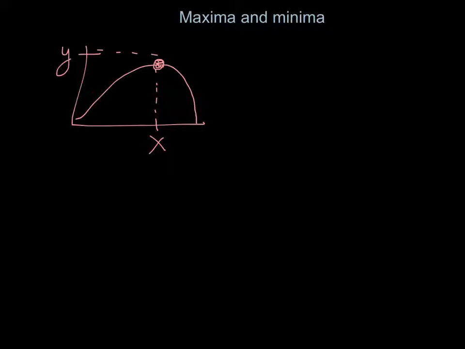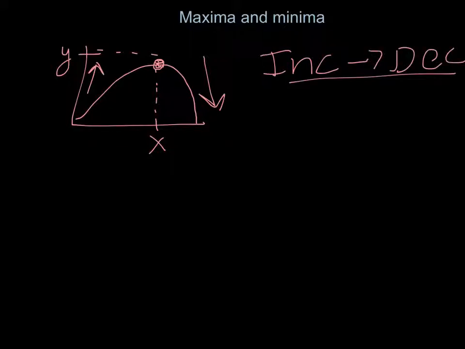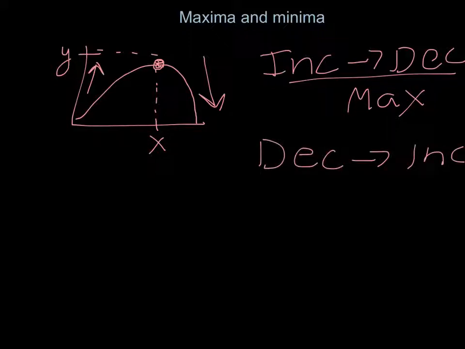So you can tell this is a local maximum because the function is increasing, and then it gets to a point where it levels off, and then it begins decreasing. So increasing to decreasing is a max. And now if you go decreasing to increasing, it's a minima.